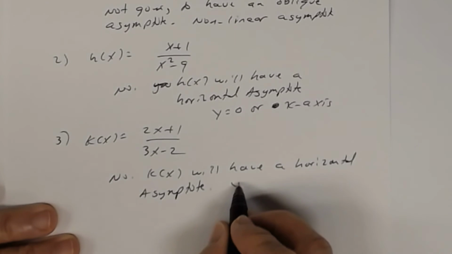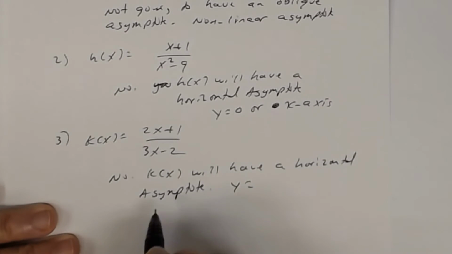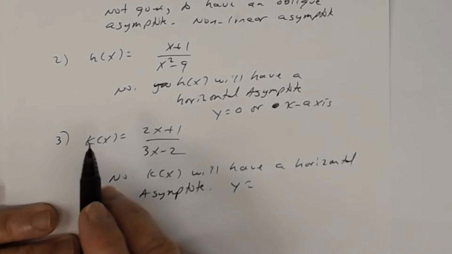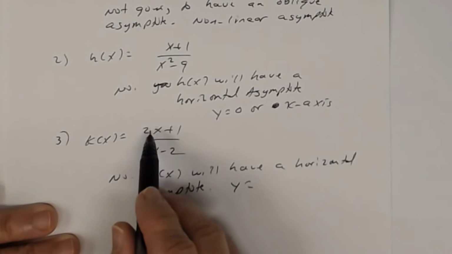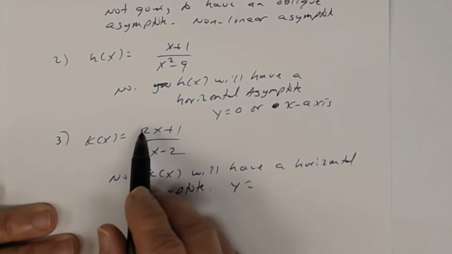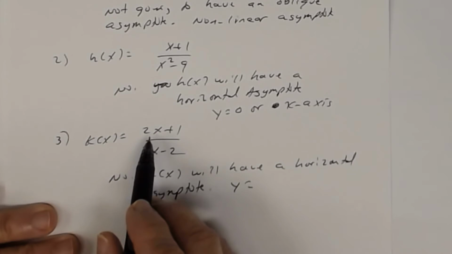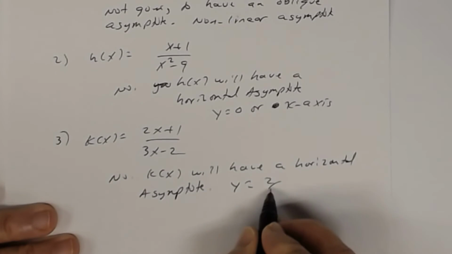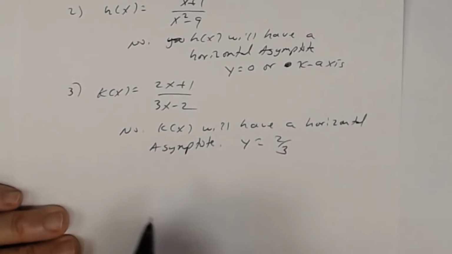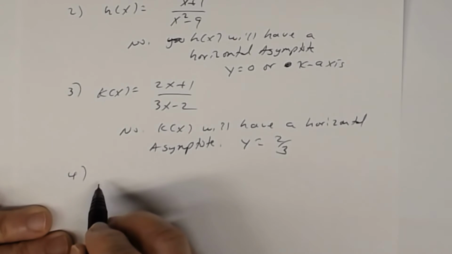right? And then it'll be y equals. Remember, you name a horizontal line as y equals. You name a vertical line as x equals. And remember how to do that: the coefficient of the leading term of the numerator divided by the coefficient of the leading term of the denominator. So 2/3.